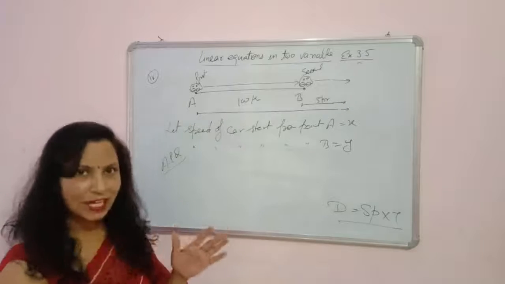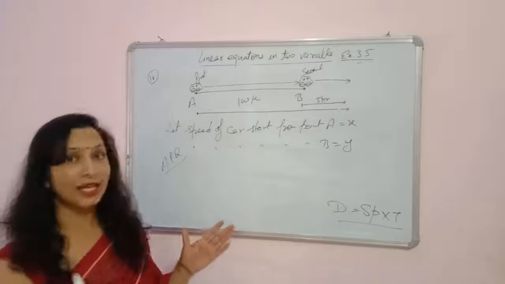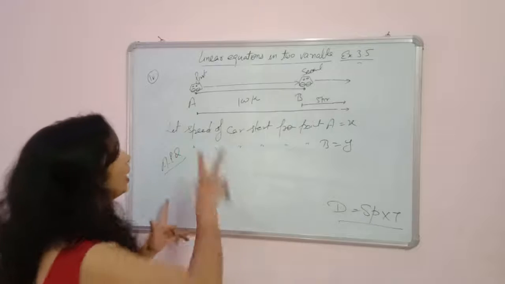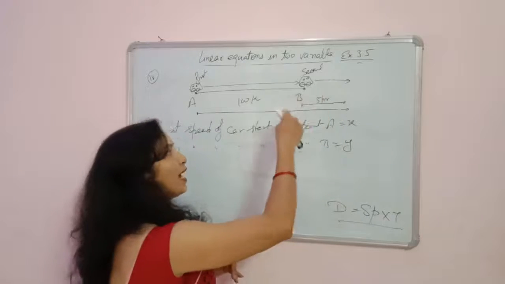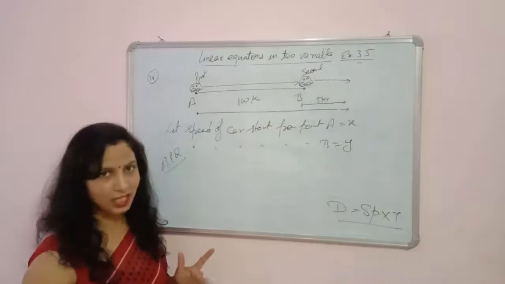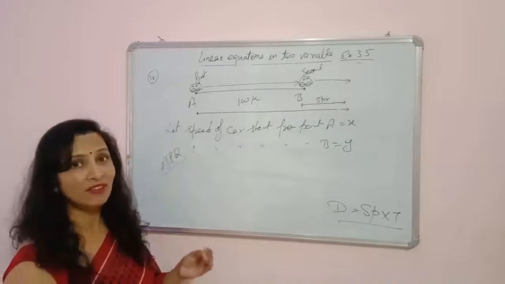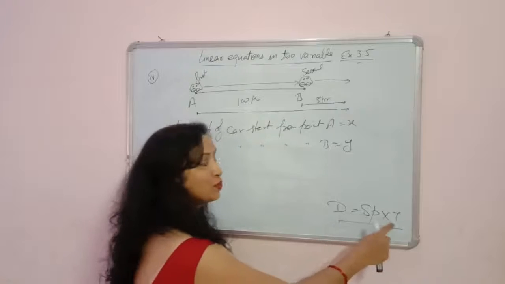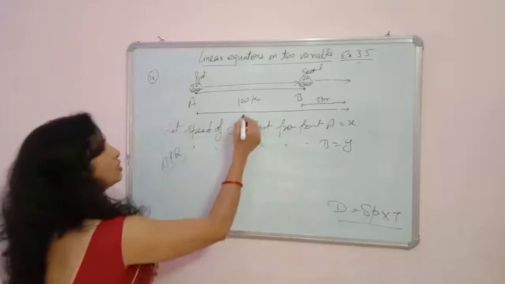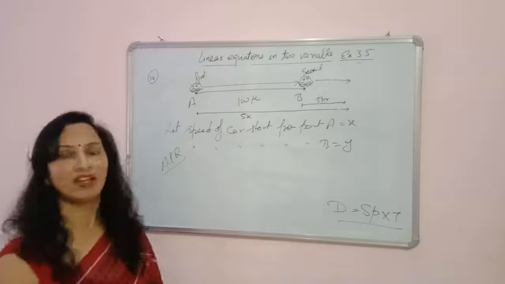If the speed of this first car is x, and in 5 hours this car overtakes the second car, it means how much distance is covered by this first car in 5 hours? It will be x into 5, that is 5x. So this car travels the distance of 5x.